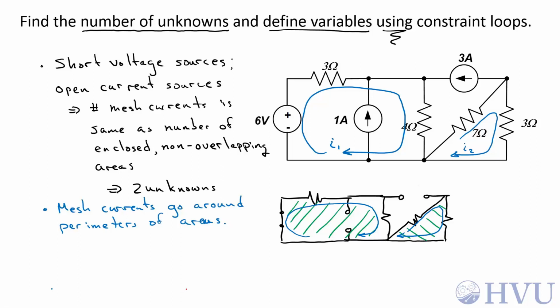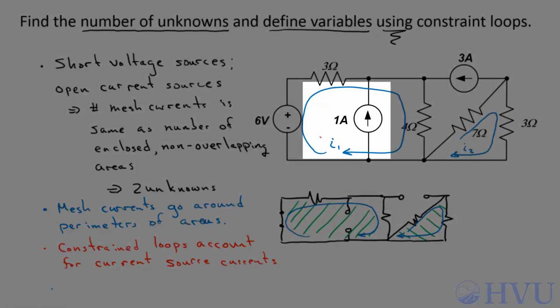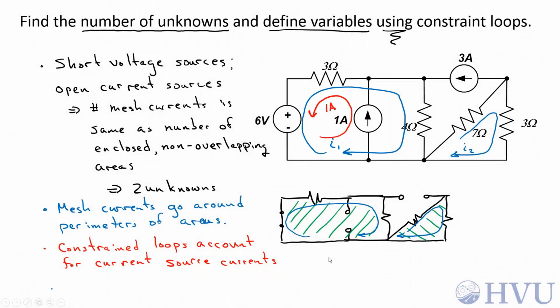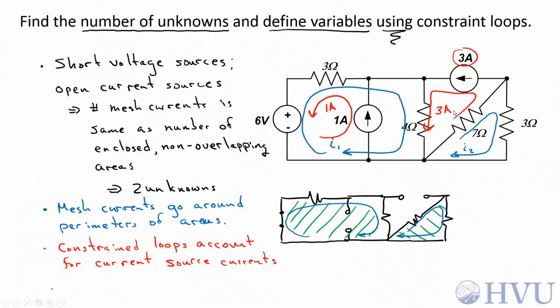If we do this process, none of our mesh currents will account for the current sources. The constrained currents account for those sources. So for this 1 amp current, I think I'll create a constrained loop here that goes in this direction, and it has an amplitude of 1 amp. Up here, I think I'll create a constrained loop that matches the magnitude and direction of this 3 amp current. That'll be 3 amps. So those are all the variables and the constrained loops that I need to analyze this circuit. It only requires two equations to determine the two unknown mesh currents.